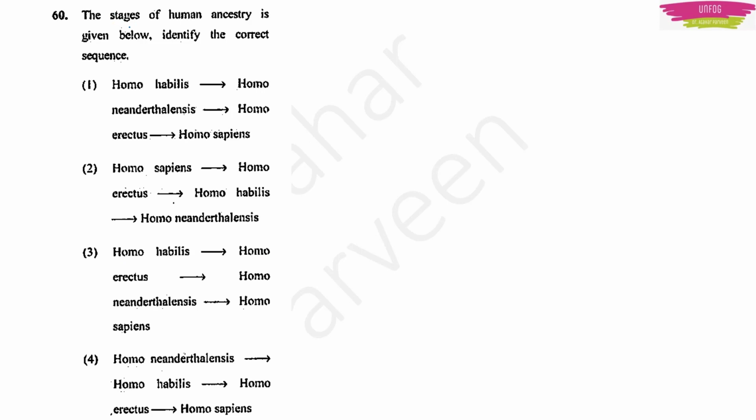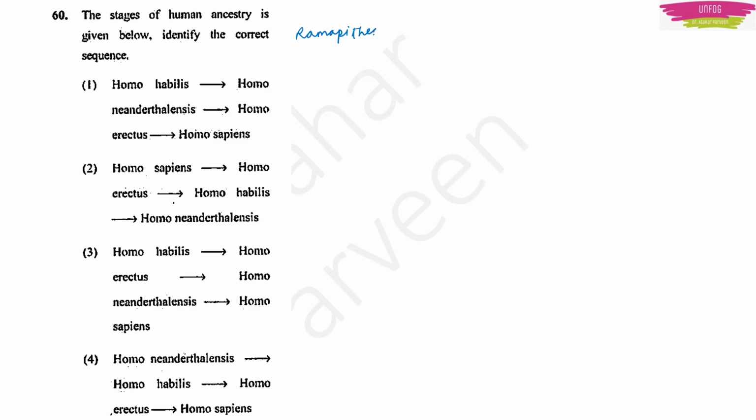The next question we have is, the stages of human ancestry are given below. Identify the correct sequence. Now we will not look into these 4 options. We'll write down our own correct order and match our order with those 4 options and see which one is matching. Okay.